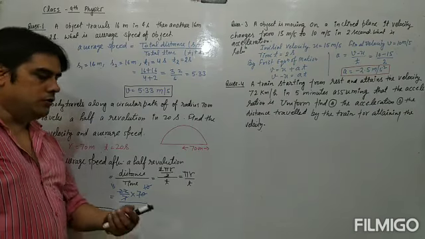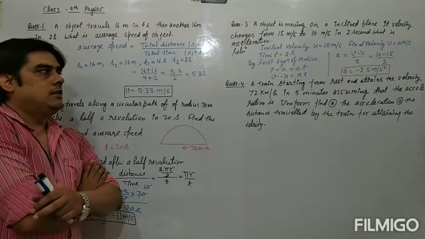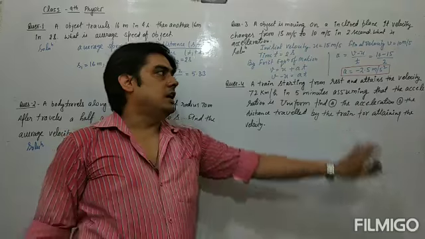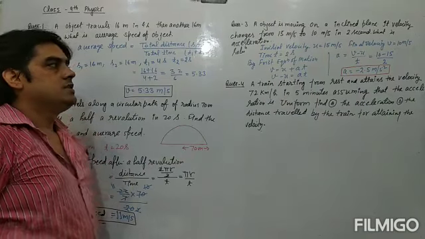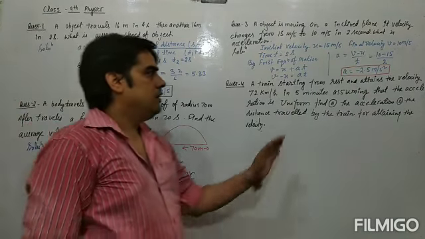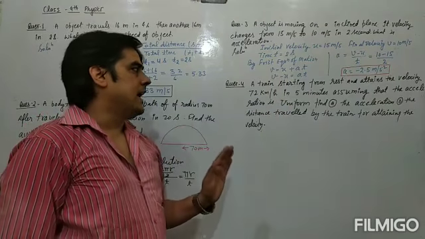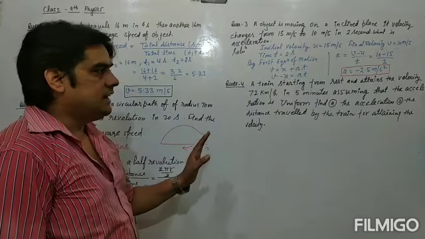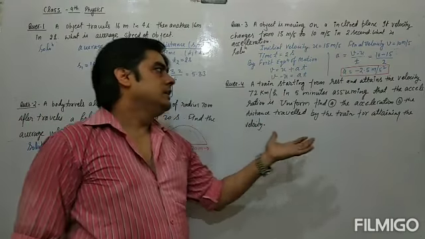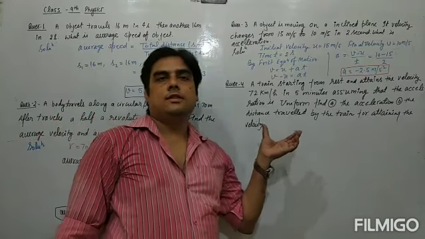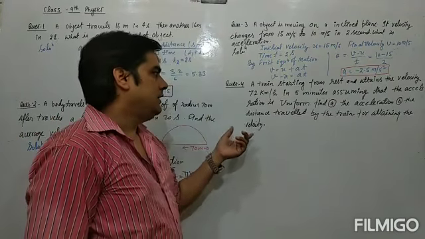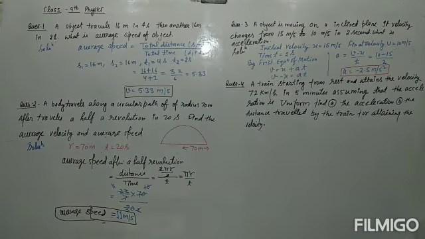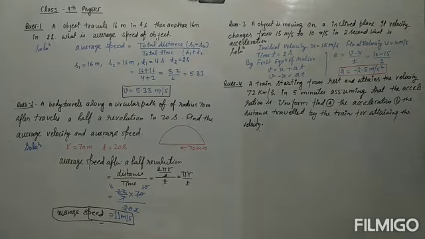Now on the fourth numerical problem, the question is: a train is starting from rest and attains the velocity 72 km per hour in 5 minutes. Assume that the acceleration is uniform. Find one part is acceleration and the other part is distance traveled by the object.